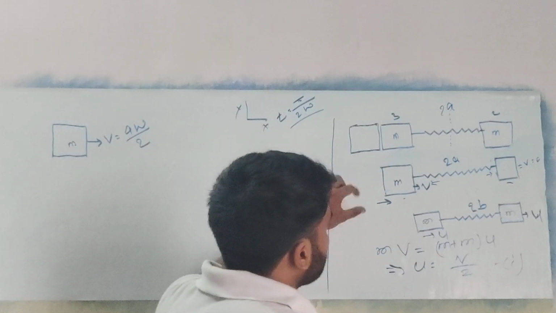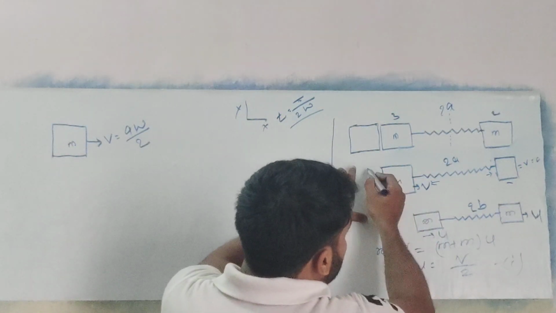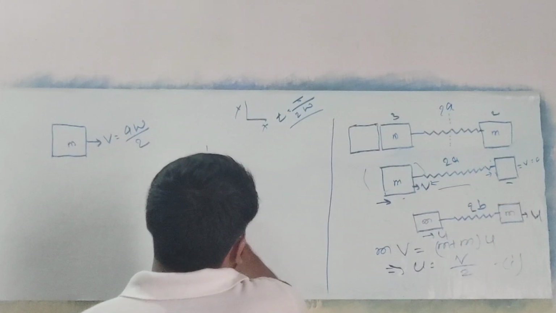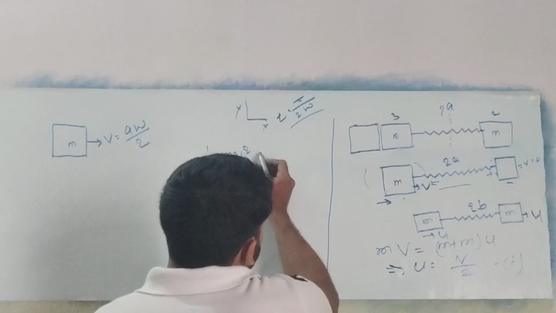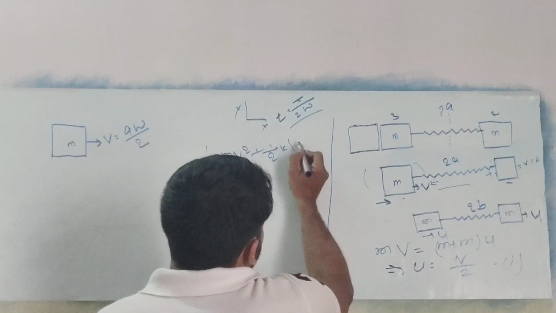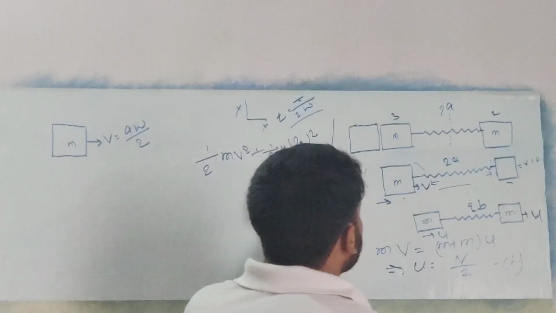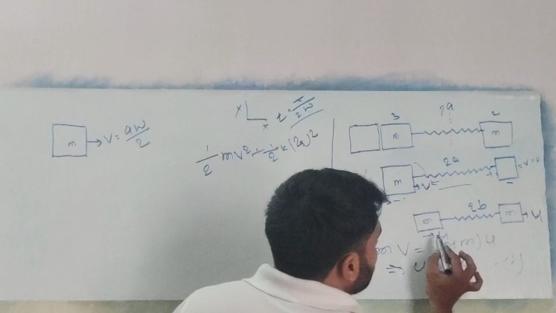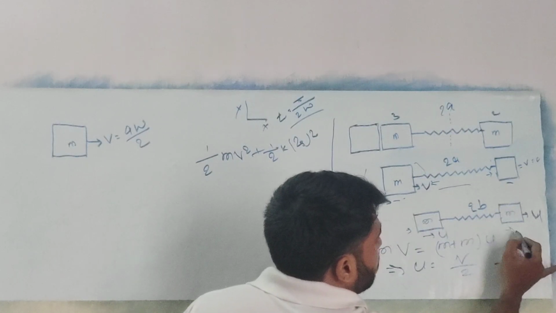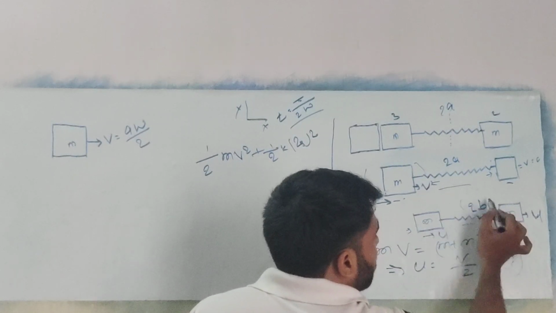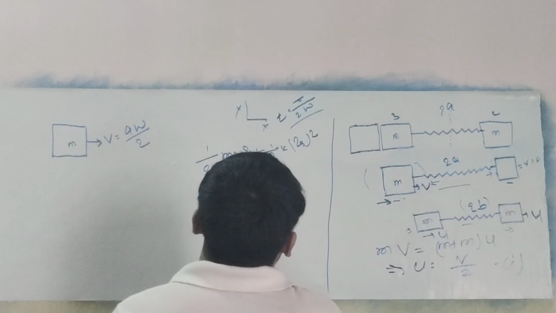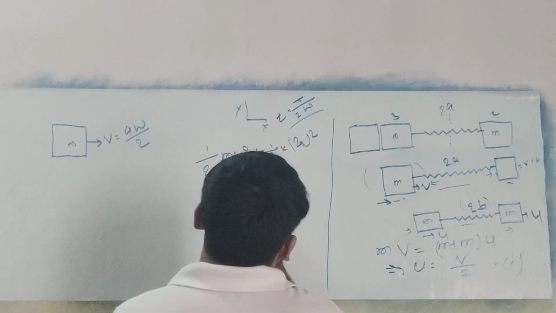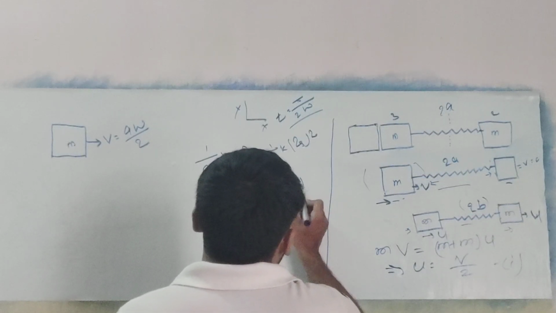Now we will apply the conservation of energy associated with this particle and this spring. That means half m v square plus half k (2a) square. This is the initial energy associated with this block and spring. And what will be the final energy? Finally, this block is moving with velocity u, this is moving with velocity u, and the spring has been compressed through a length 2b. That will be equal to half (m plus m) u square plus half k (2b) square.